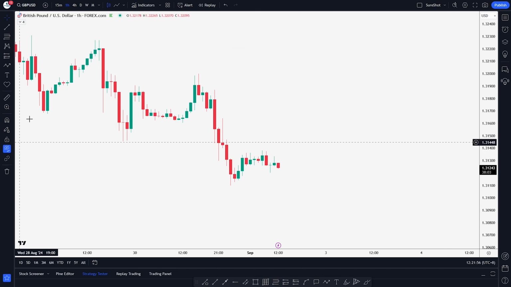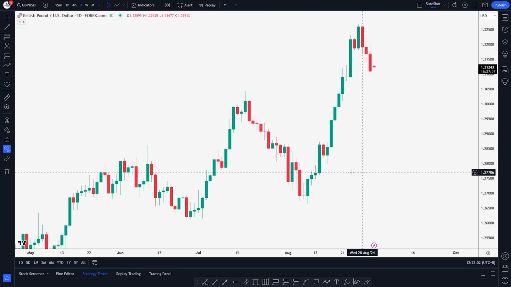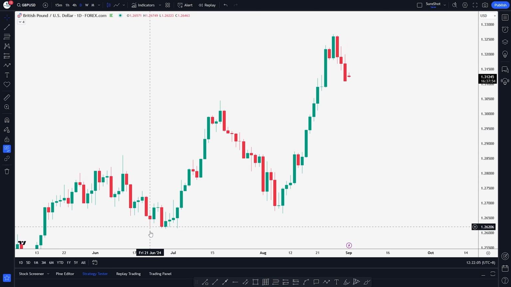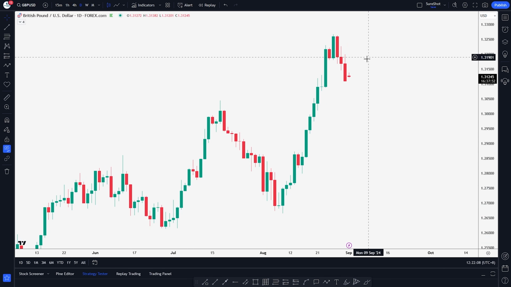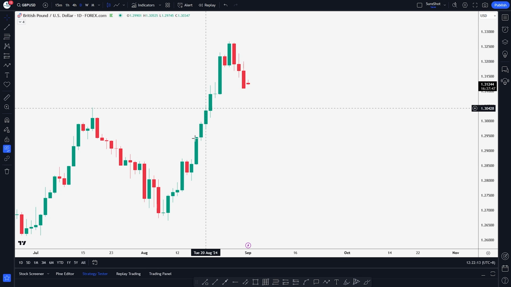If we hide our drawings and go to the high time frame, what can we see? On the high time frame, we can clearly notice that the market is very bullish with higher highs and higher lows. So the bearish move that we are noticing is a pullback of this huge bullish leg.